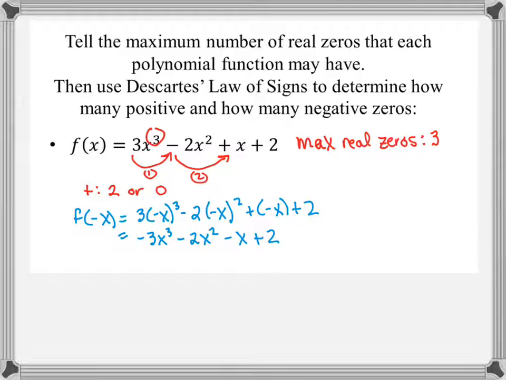Now we need to count sign changes. So negative 3 to negative 2, that's not a change. Negative 2 to negative 1, that's not a change. But negative 1 to positive 2 is a sign change. So for negative real zeros, we can have 1. We would not subtract an even integer because 1 minus 2 would be negative 1, and we cannot have a negative number of real zeros.